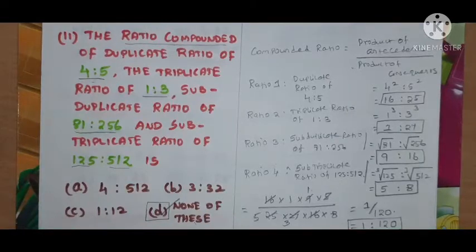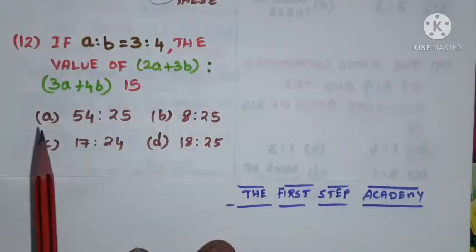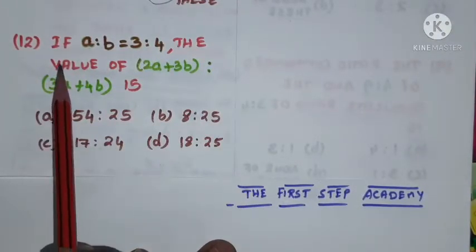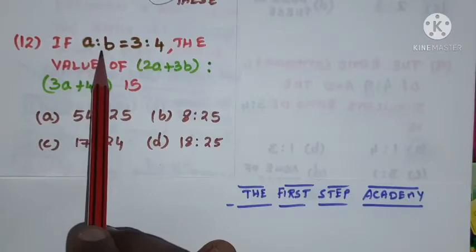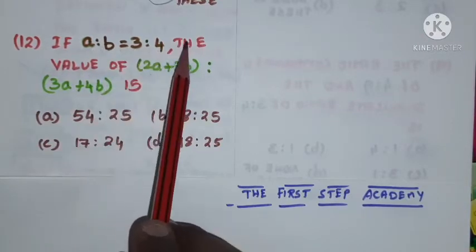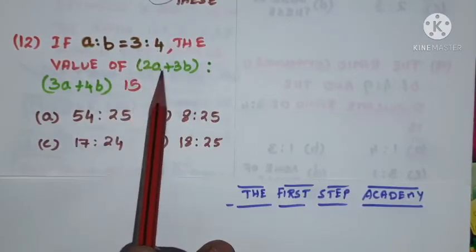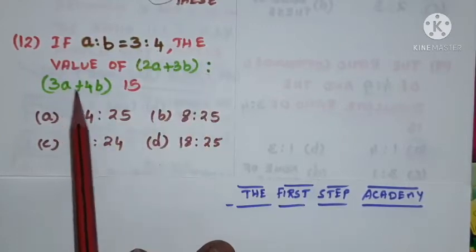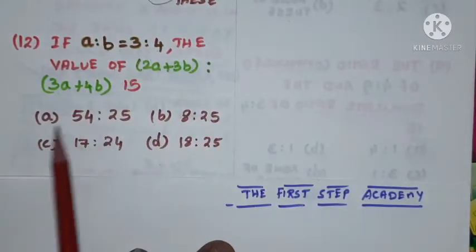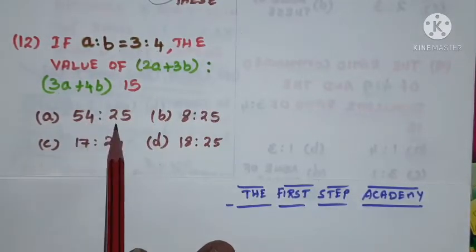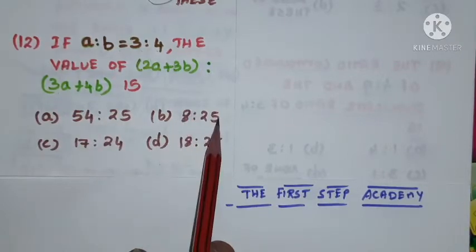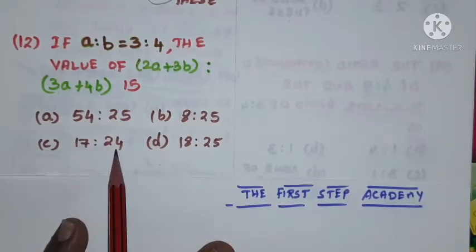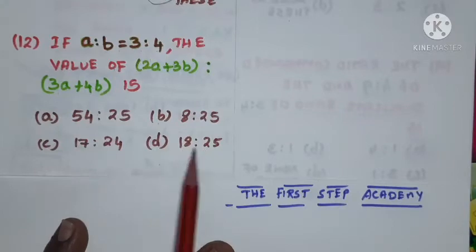We'll go to the next question, question number 12. The 12th problem of this exercise is: if A is to B is equal to 3 is to 4, the value of 2A plus 3B is to 3A plus 4B is. Given options are option A 54 is to 25, option B 8 is to 25, option C 17 is to 24, option D 18 is to 25.